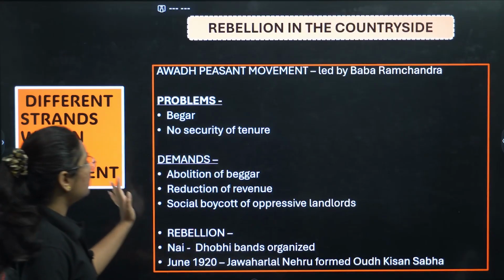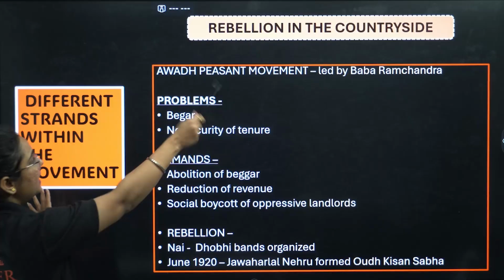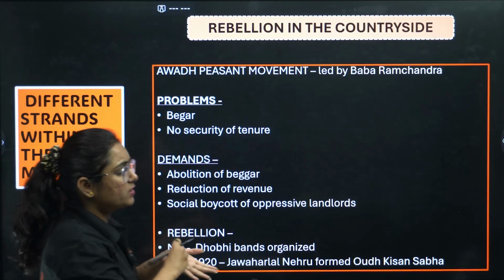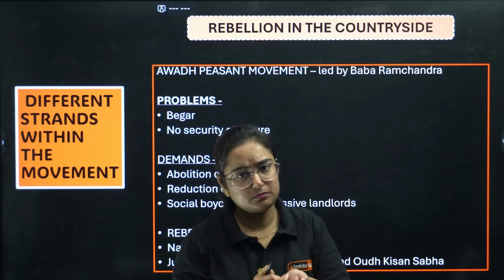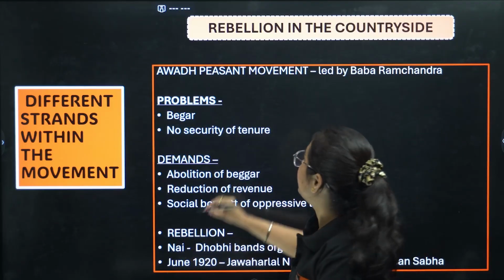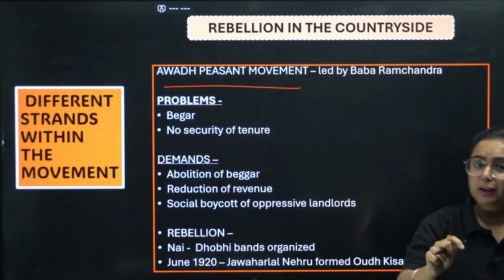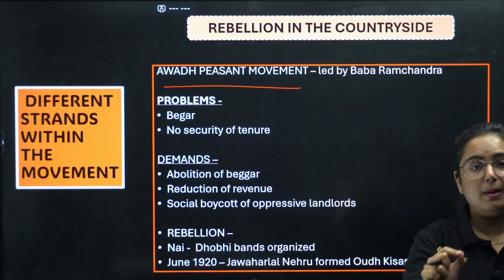Now we are moving to the next one, that is rebellion in the countryside. In the countryside, we have seen that the peasants were facing so many problems. They started a movement that is referred to as the Awadh peasant movement. The Awadh peasant movement was led by Baba Ramchandra.